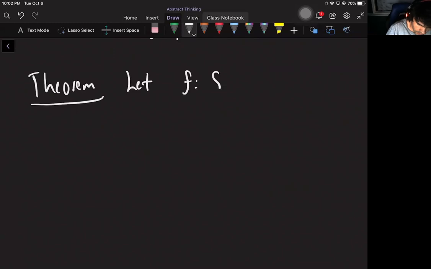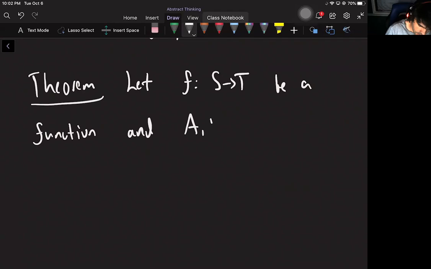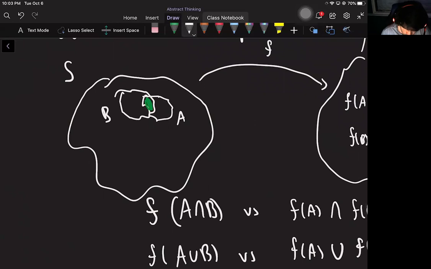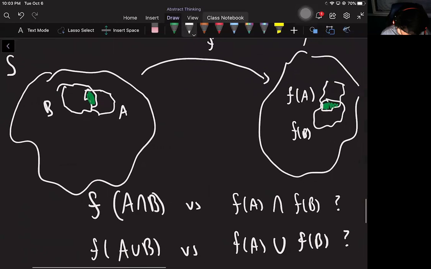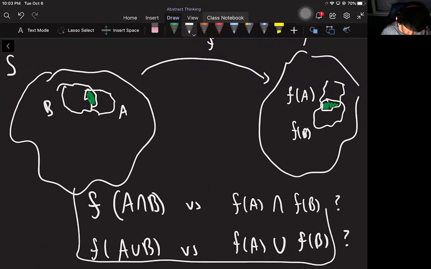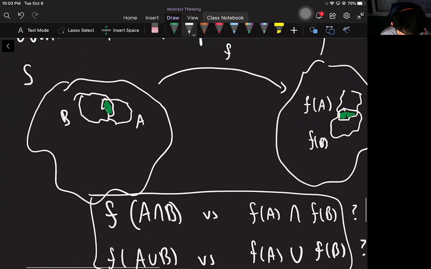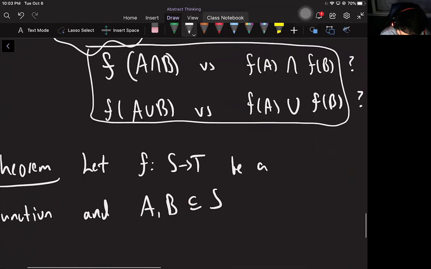So I have a function from S to T. And I have two subsets inside of S. So I'm sort of creating this picture here. One thing I would recommend, if you really want to get the most out of this, is to try to come up with how you think these two are related before you continue watching this video. So the way you could think about it is just make some examples and compare your results and see what's going on.